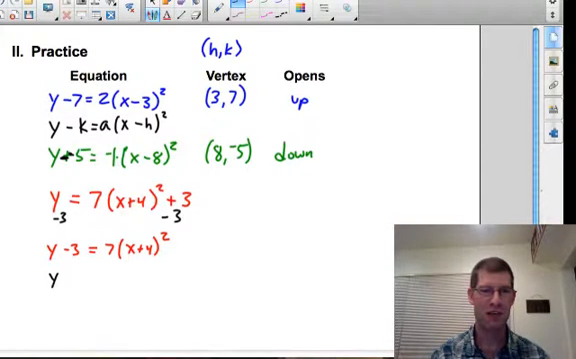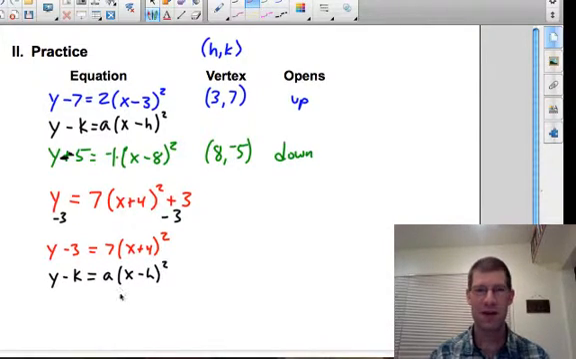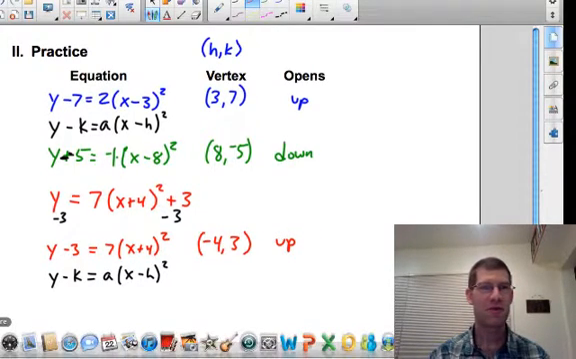I'll practice what I preach and copy down the equation. y minus k equals a, x minus h, quantity squared. Then that makes it easier to say, okay, my vertex is going to be x minus h, so it's a plus 4, which means it has to be a negative 4 for my x value. And y minus 3, which means it's a positive 3. And this one, with a being a positive 7, is going to open up. So that's it for this first part of the practice.